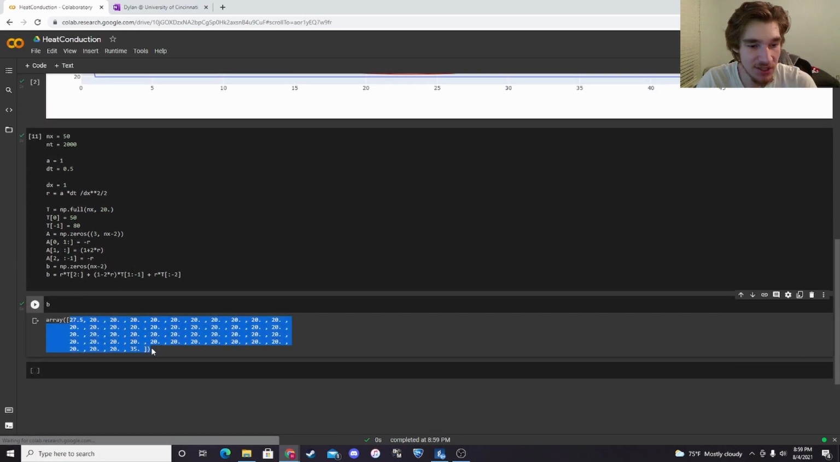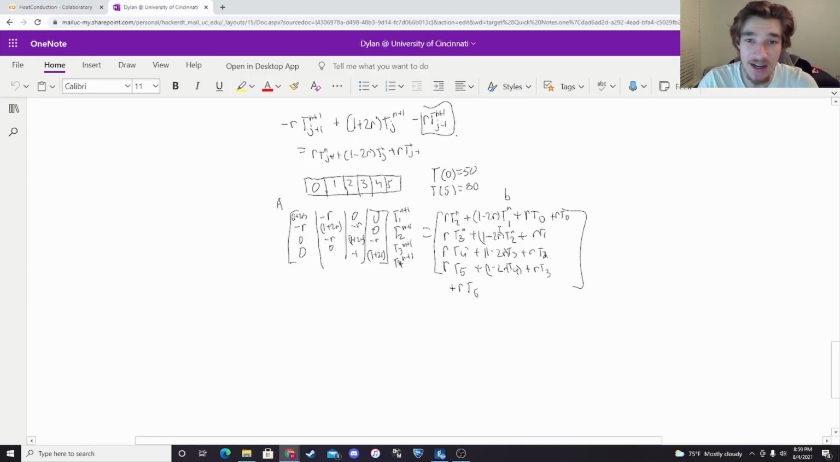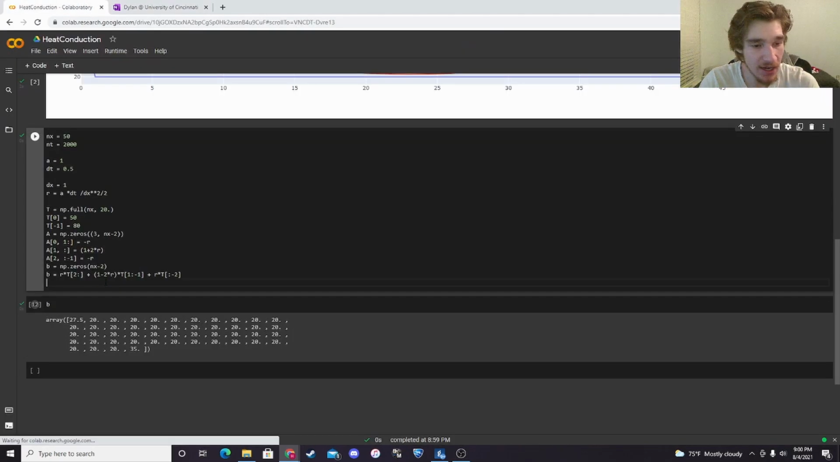Now this is what B is right now, but this is not what we found beforehand, right? Because these two values right there had a little bit of additions too. We had to add r times the temperature at index 0 and the temperature at index 5, in this case 5 being the last index. And so we get that from that value, as we explained beforehand. So we've got to go ahead and add those in.